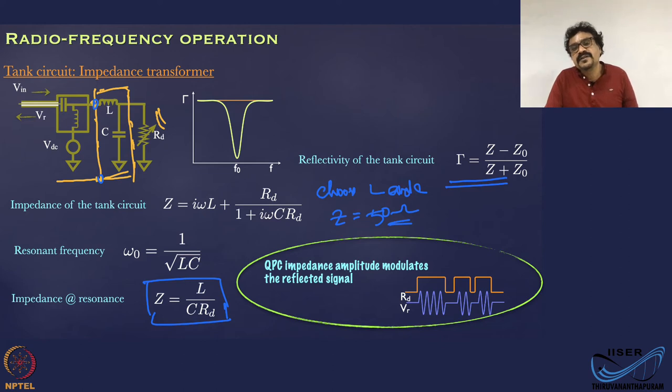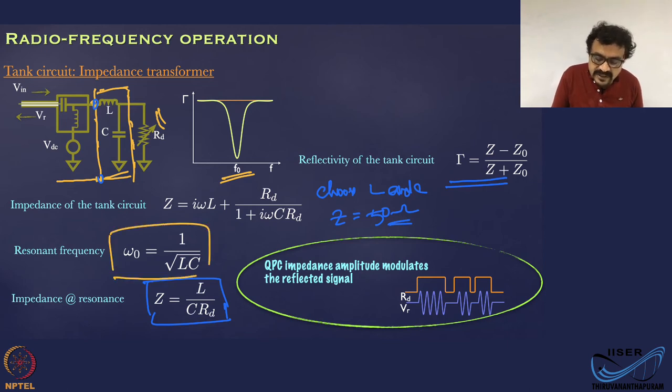That's the point. So if you choose L and C appropriately, you can have this resonance at high frequency so that you are away from the 1/f noise regime. You can put this resonance at the 100 megahertz to gigahertz scale by choosing L and C appropriately. So you can actually engineer the resonant frequency omega zero, and you can also engineer the impedance Z so that you don't get much reflection.